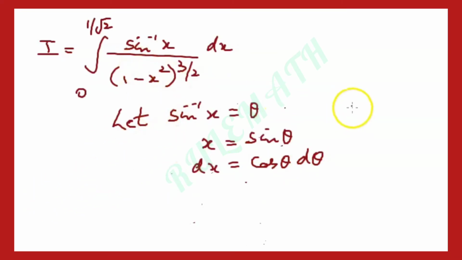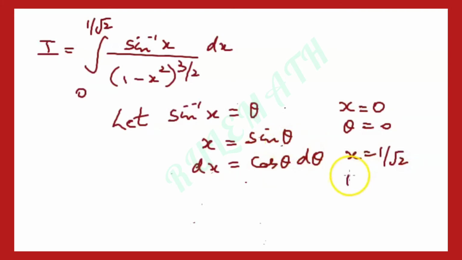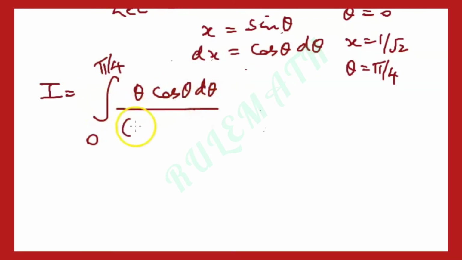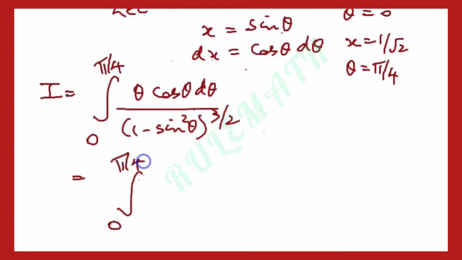So now let us change the limits to theta. So when x takes 0, theta is 0. When x takes 1 by root 2, theta will be pi by 4. Okay. So how the integral changes? 0 to pi by 4, theta cos theta d theta in the numerator, and the denominator will be 1 minus sin square theta the whole power 3 by 2. Let us simplify the denominator further using the first identity of trigonometry. It is cos square theta the whole power 3 by 2.